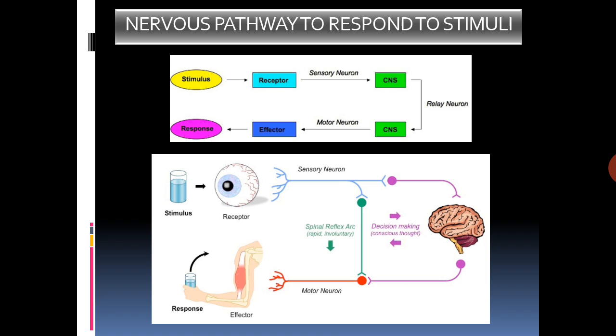Like when we are thirsty, when we see a glass of water in front of us, we quickly grab the glass and we start drinking the water. So this is the nervous pathway, how it responds to the stimuli and how it brings about a response. And you know that the brain is the decision making center. So the brain will decide that yes, you are thirsty and you should drink water. So this is the pathway.